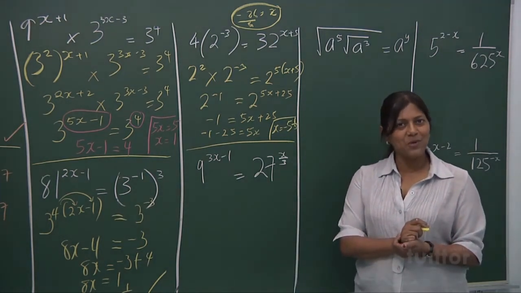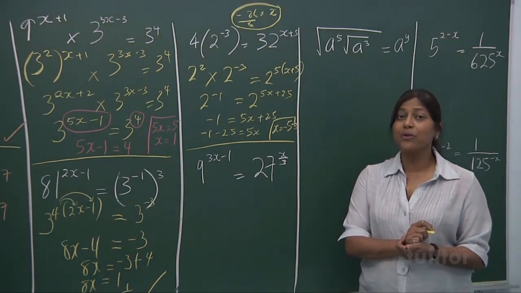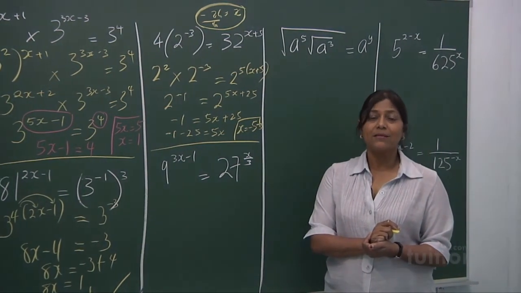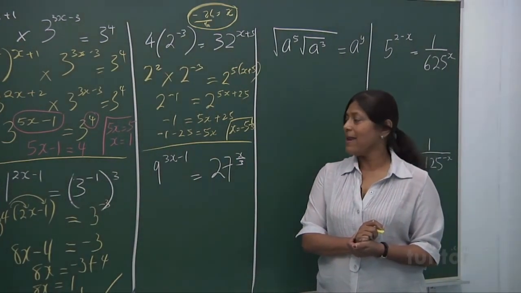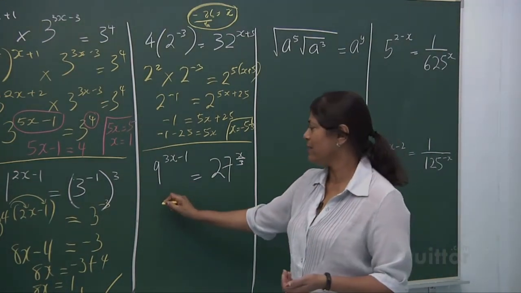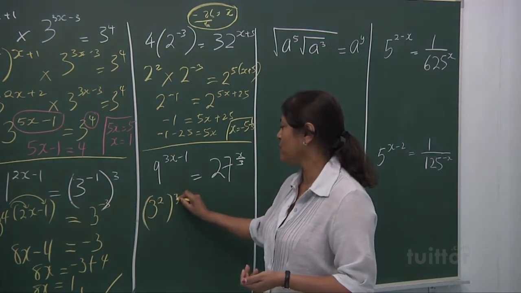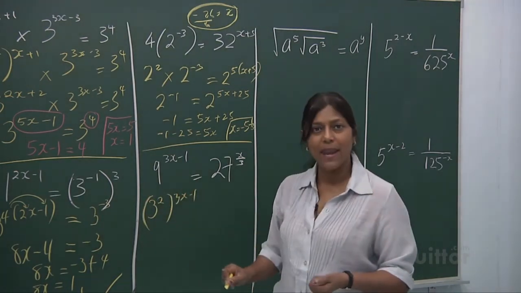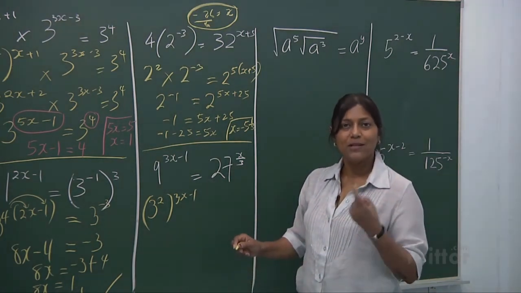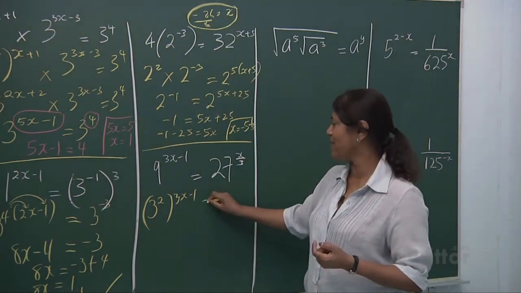I'm sure by now you know it. 9 is linked to 3. And 27 is linked to 3. That's the common link. And now we've got to change it to 3's. So 9 is 3 squared. And the outside power is 3x minus 1. And 27 is 3 cubed. 3 times 3 times 3 is 27.